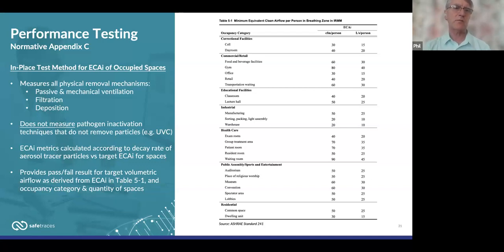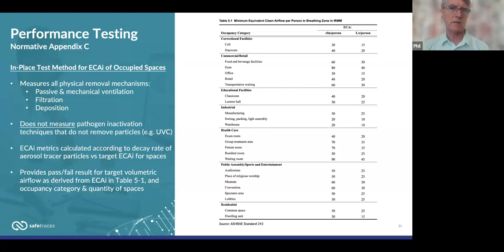It'll also capture natural ventilation like open windows and things like that, which is kind of hard to get with a TAB report. It doesn't measure pathogen inactivation. The aerosols are just challenge agents, and they don't have a way to mimic that. And this is all based on calculating the decay rate of the aerosol tracer particles versus the ECAI for the space. It's somewhat analogous to a tracer gas decay rate calculation, except that it's using aerosols instead of a gas. So it's a familiar calculation to many people. And it provides a pass-fail result, as we'll see in the calculator.